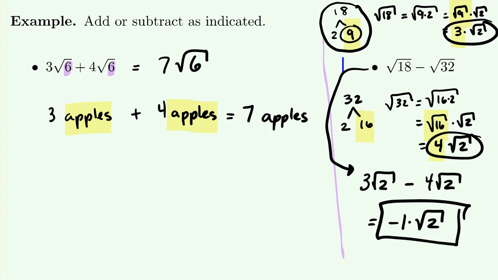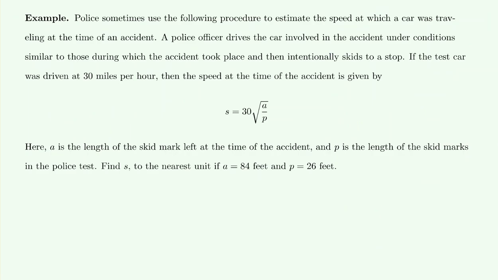In this problem, we would have to simplify both radicals first before we can subtract. And since they're measuring the same type of quantity, we can combine them like terms.